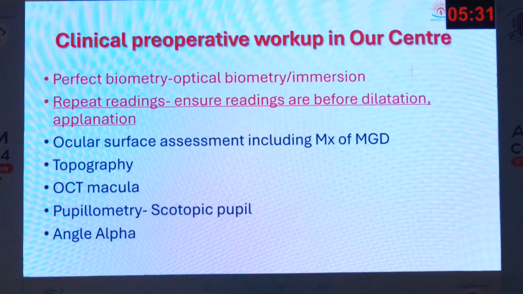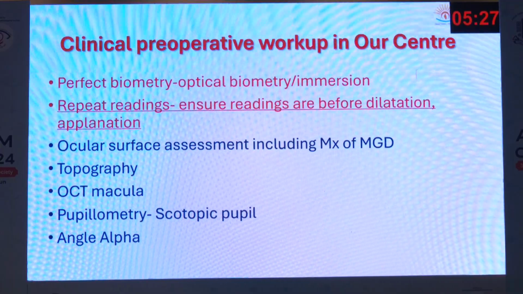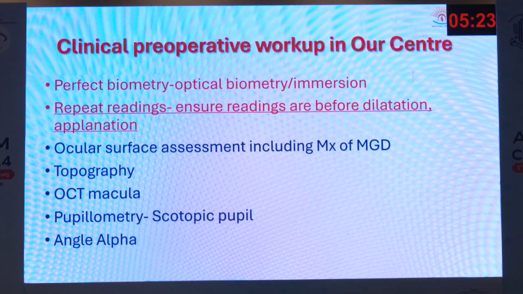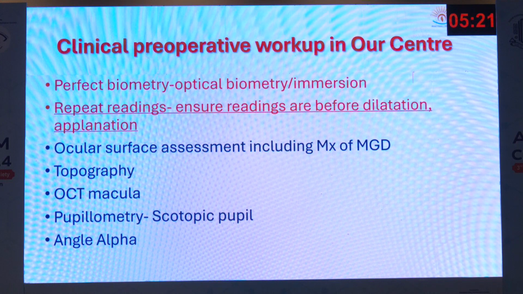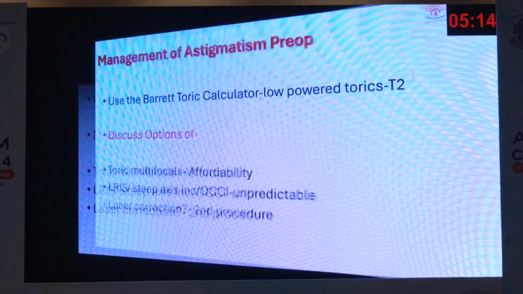So what we do in our setup is basically repeat readings are taken for all these patients, ensure that the readings are taken on virgin corneas before any anesthetic drop or applanation tonometry is done. Proper ocular surface assessment, topography, OCT macula in all these patients. Also look at the pupil and angle alpha.